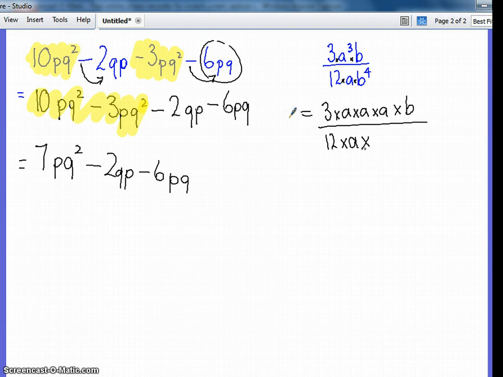12 times A times... Excellent. B times B times B times B. There's 4 of them because of this sign up here. Okay. Then we do the numbers. Let's do the numbers first. Okay. Michaela, how do I simplify? How do I simplify 3 over 12?